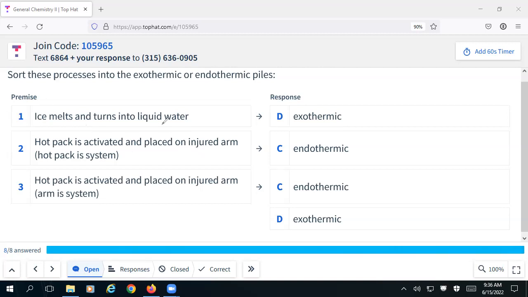Okay, if ice melts and turns into liquid water, the ice would have to add energy to do that. It's going to raise its temperature. It's going to require energy to break all the hydrogen bonds and everything else. That would be an endothermic process.